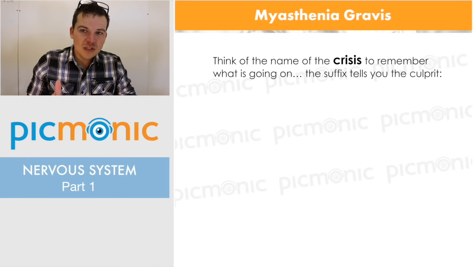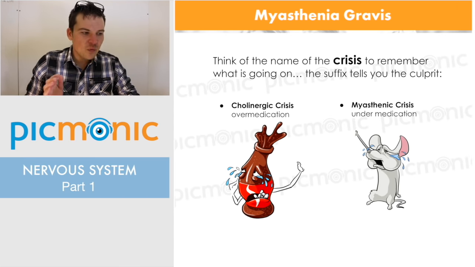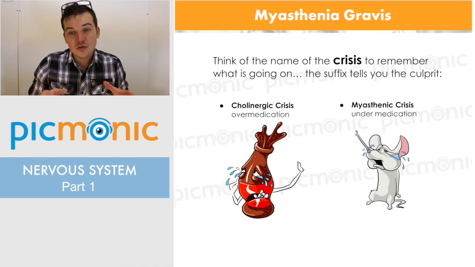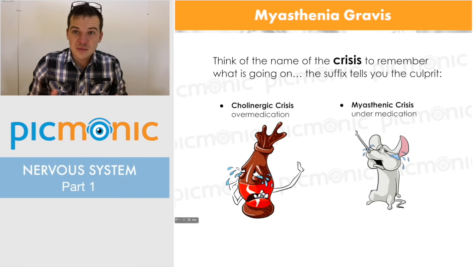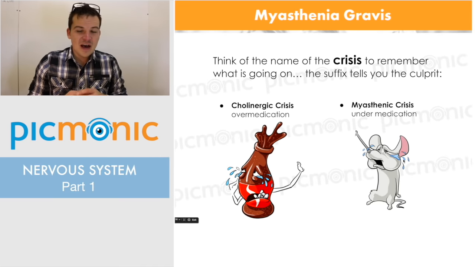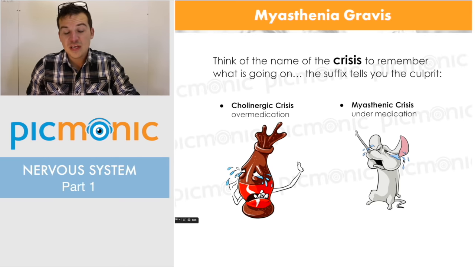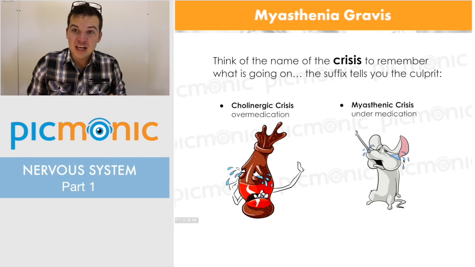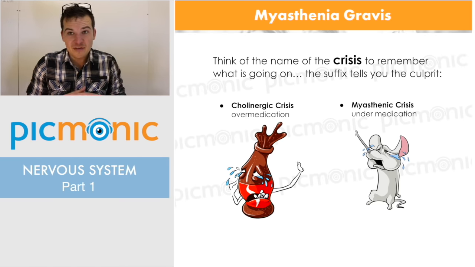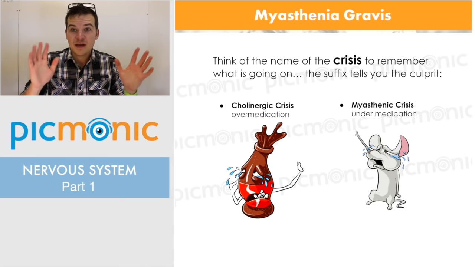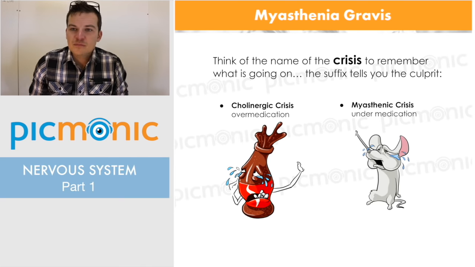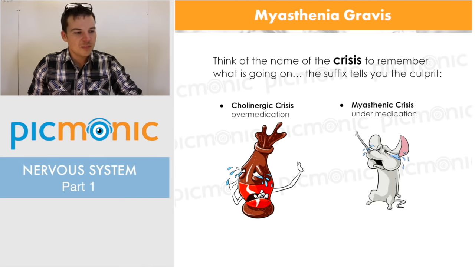So what you need to do with these is you need to think of the name of what's going on, which piece is in the name, and that's going to tell you where the problem is. So if I have a cholinergic crisis, the problem is too much cholinergics, too much medication. If I have a myasthenic crisis, or mice with thin eyes, as we show here, myasthenia is exacerbated. I'm having a disease problem. The disease is running amok, or I don't have enough medication to treat me. That's where you need to think about that.